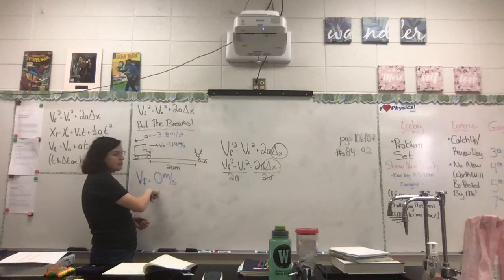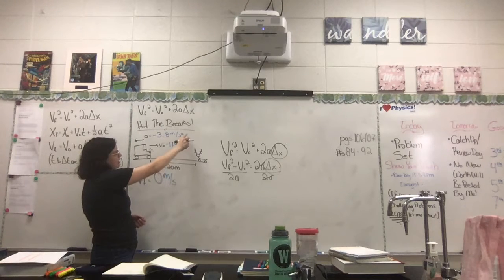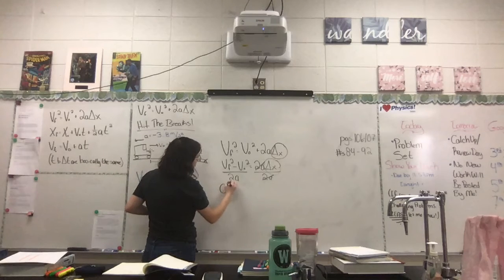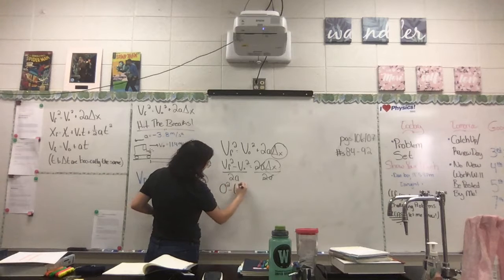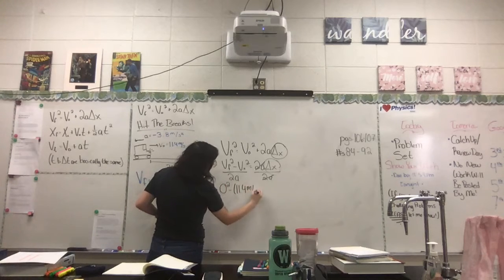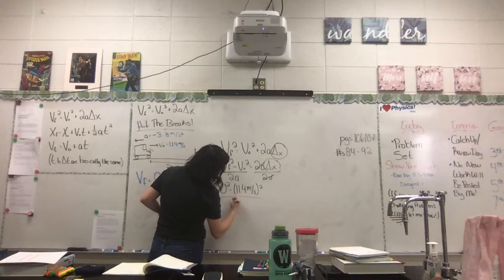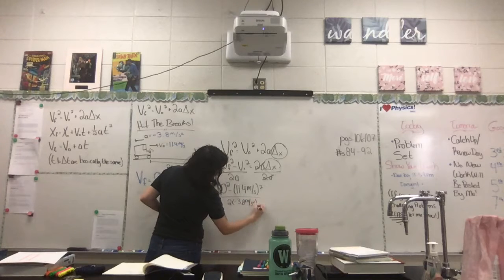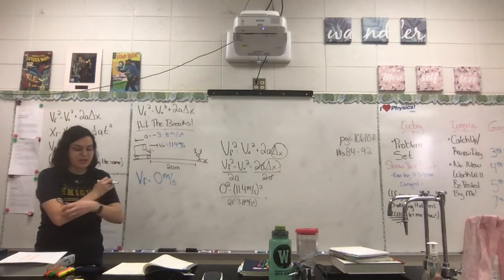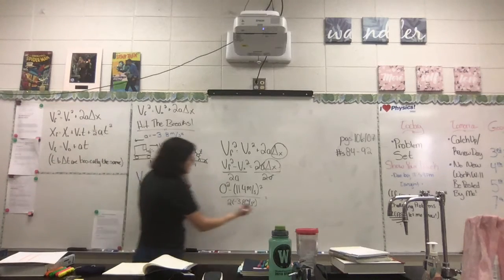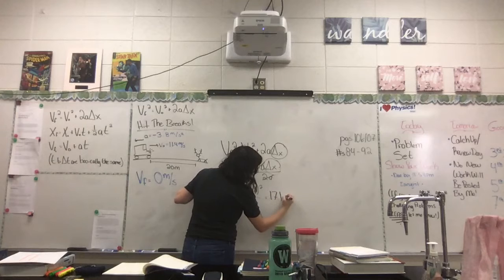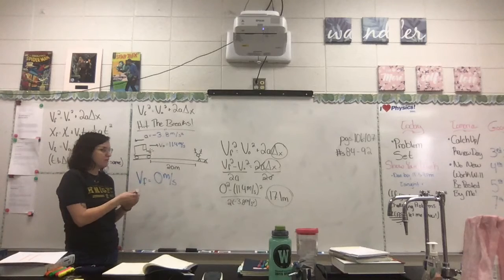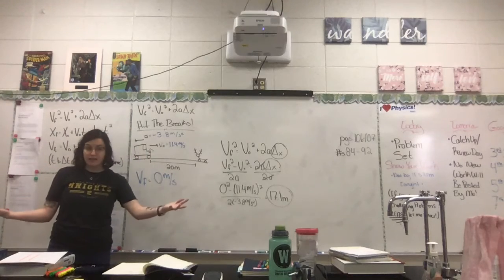vf is 0, v naught is 11.4, and our acceleration is negative 3.8 meters per second squared. So that will be 0 squared minus 11.4 meters per second, squared, divided by 2 times negative 3.8 meters per second squared. Okay, type that into your calculator and see what you get. You should have gotten 17.1 meters. That is how far it takes until the ranger comes to a full and complete stop, which means thankfully he did not hit the deer.